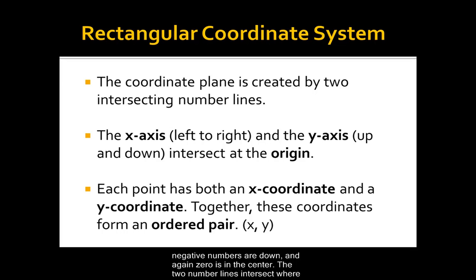The two number lines intersect where both are equal to 0, and that point is called the origin. And the origin is represented by an ordered pair that has both an x-coordinate and a y-coordinate of 0.